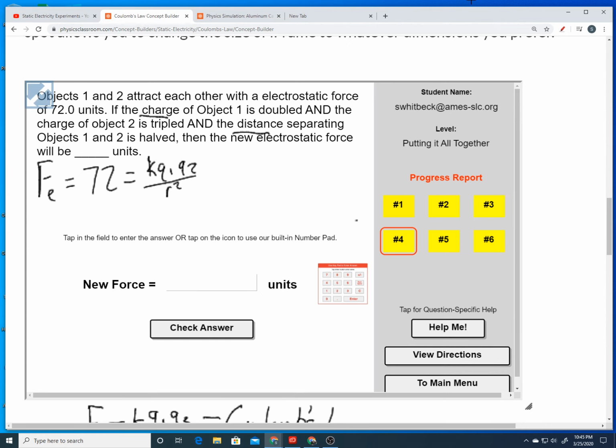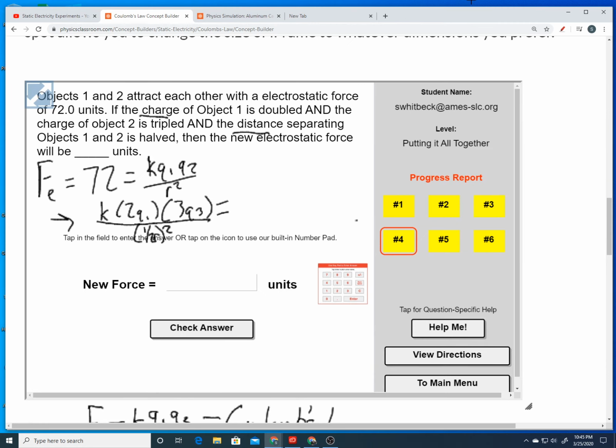Okay, now in my new situation, the charge of object 1 is doubled, and the charge of object 2 is tripled. And on top of that, the separation distance is halved. So we want to know what our new electrostatic force will be.